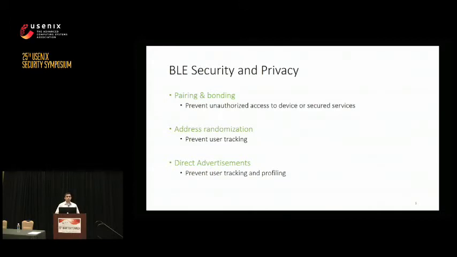They have address randomization, which has been proposed in the Bluetooth 4.2 protocol, in which the device is supposed to change its address frequently in a manner that seems random to other sniffers and eavesdroppers, but predictable and deterministic for an authorized client. And finally, we have the direct advertisements that I just described, which are supposed to prevent user tracking because they are not periodic and contain too little information.